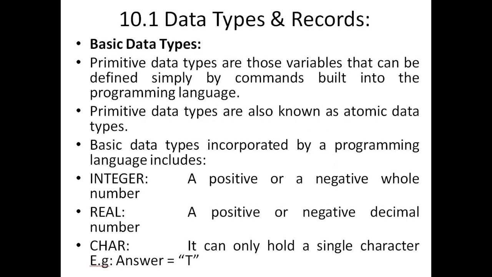The primitive data types are those variables that can be defined simply by commands built into a programming language. So basically these are those data types which a programming language already has. Primitive data types are also known as atomic data types because they can only contain values of a single type. Basic data types incorporated by a programming language includes.